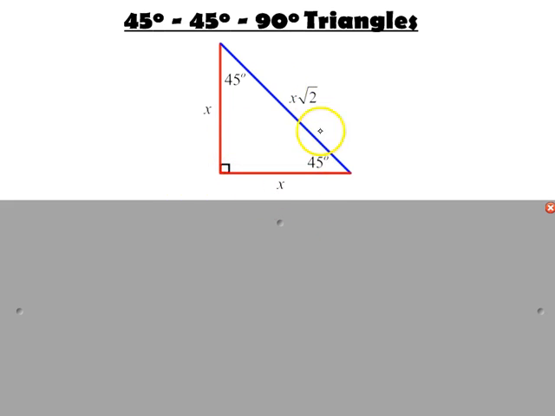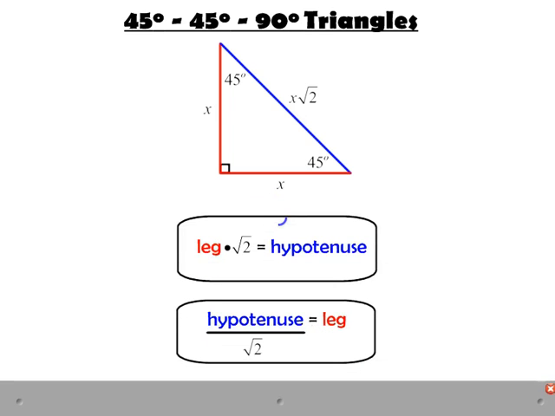So you can either remember it this way from the diagram, that the length of the two legs are the same, and we've labeled that with x, and the hypotenuse is the leg times the square root of 2, or you can write it down in these two ways. The leg times the square root of 2 gives you the length of the hypotenuse.